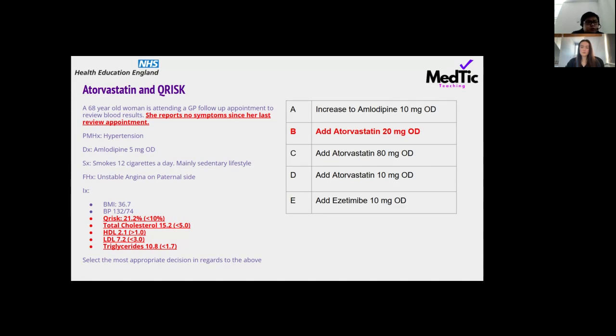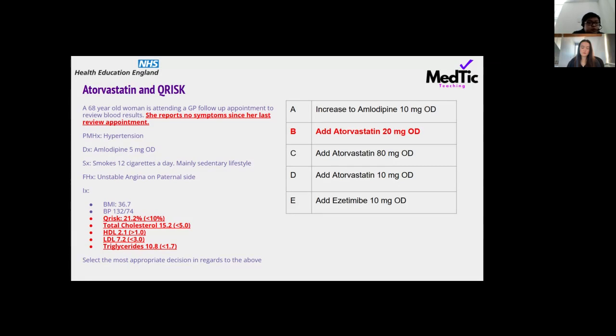We have a 68-year-old woman coming to a GP for follow-up for some blood results. The most important thing to know is why she came in. She has no symptoms since her last appointment, so there is nothing acutely unwell going on, which is good.